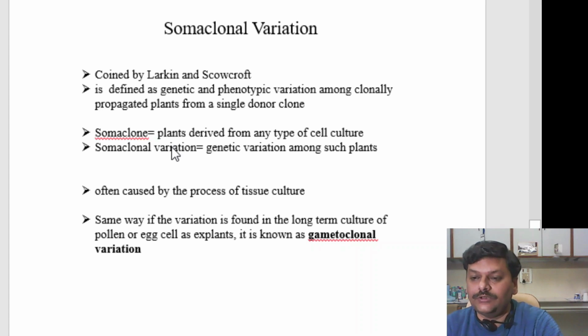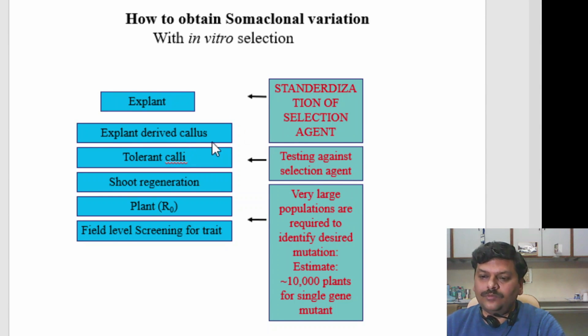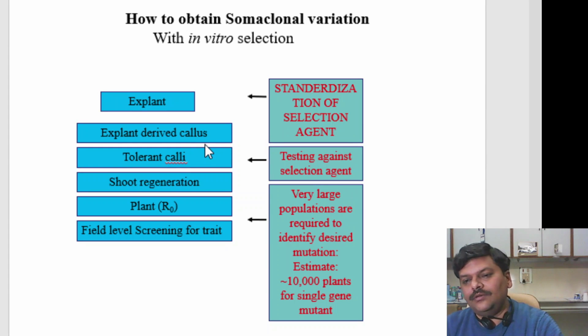Say for example, potatoes. Say for example, banana. I'm sure you have never seen seeds of banana and potato. So in molecular breeding of banana or potato, somaclonal variation is a very important tool for generating new varieties. So how is it done? Technically it's a very simple process.